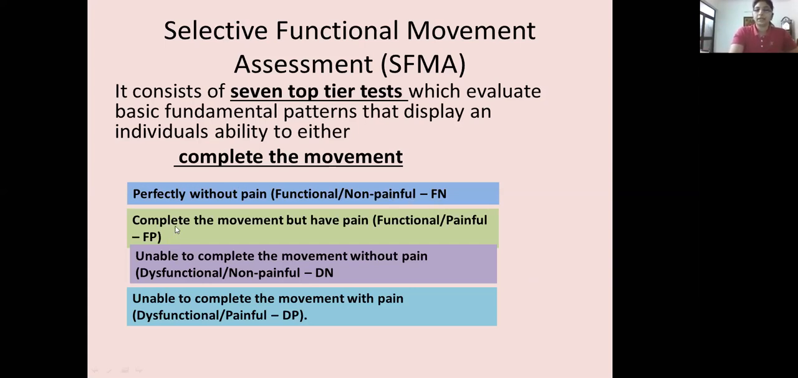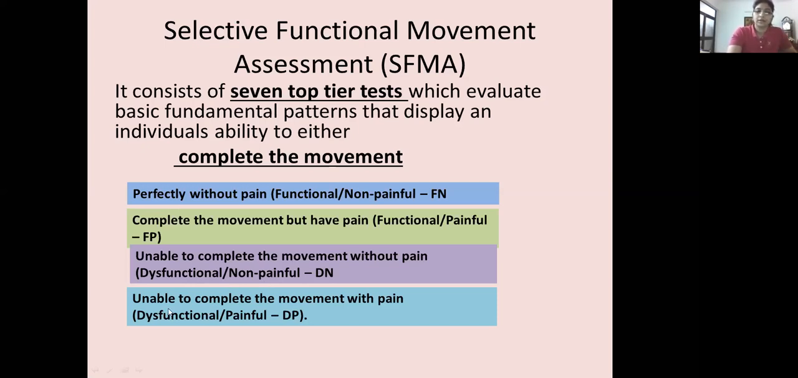If the person can complete the movement but has pain, that is functional and painful. He can bend the body, the function can be completed but with pain. So that is second. Third is unable to complete the movement without pain. Pain is not there but resistance of the tissue is there, which does not allow the person to complete the movement. That is dysfunctional and non-painful, DN.